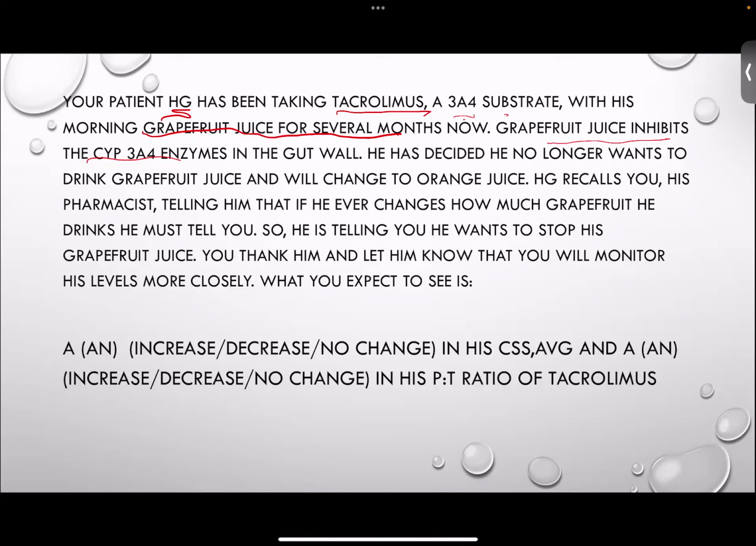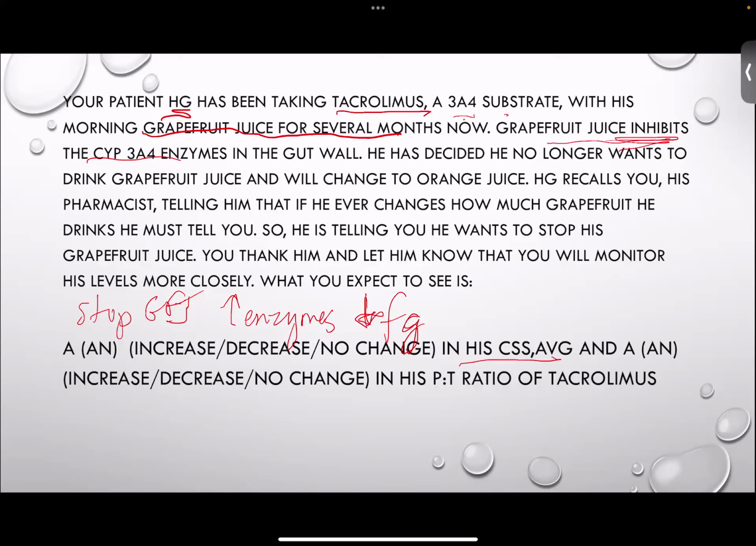So if we stop the grapefruit juice and the grapefruit juice is inhibiting, we're going to stop inhibiting. So we're going to see an increase in the enzyme activity, which means a decrease in the fraction that escapes the enzyme. So we're going to see a decrease in our fraction that escapes the gut enzymes. So what's going to happen? We're going to have what in his CSS average?